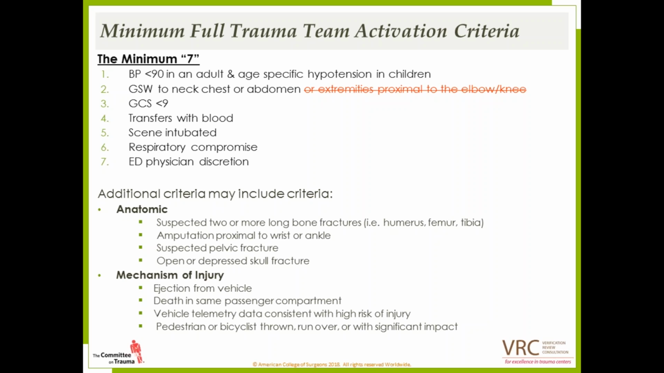You can have different sections to this. And again, these are just some examples. It's not written in stone. You can modify this as you see fit, but the 7 minimum have to be part of your activation criteria. As you see here, you can add suspected pelvic fracture, you can have an open or depressed skull fracture. Mechanism of injury can be ejection from a vehicle, telemetry data consistent with high-risk injury. So you can add as much as you want or as little as you want, as long as the 7 minimum are part of your activation criteria.